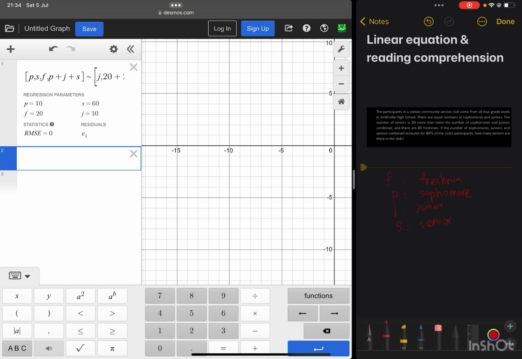It's asking how many seniors there are in the club. S here in Desmos says that there are 60. So the answer is that there are 60 seniors in the club.